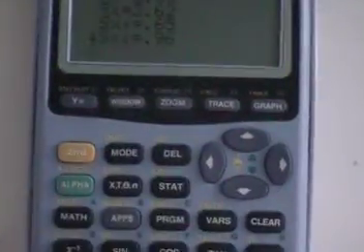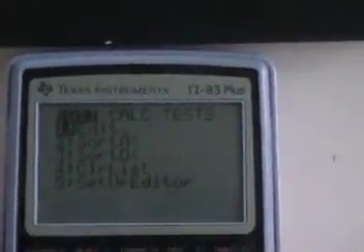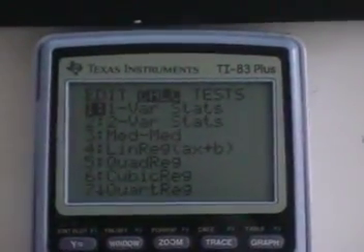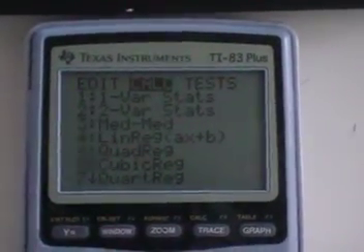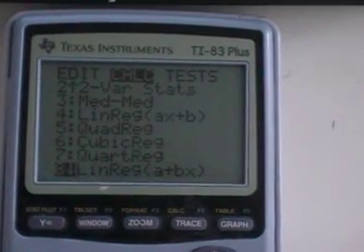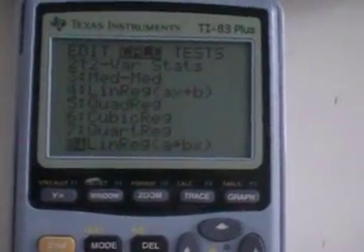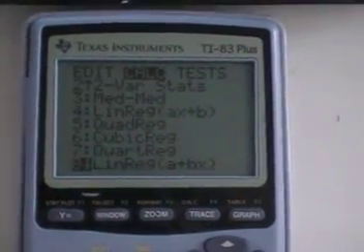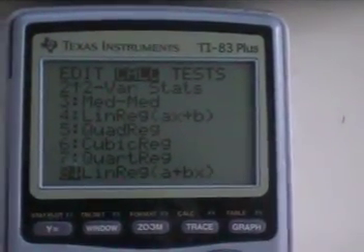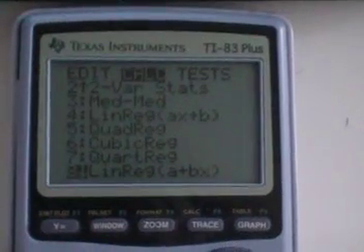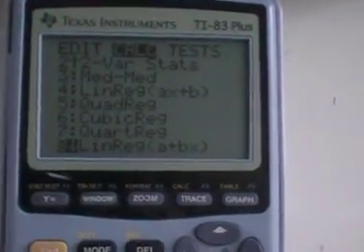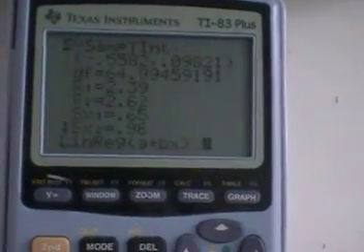Let's turn the calculator on first. Stat, Calc, and if you go down to the 8th one, it says LinReg a plus bx. This is linear regression, a plus bx. There's one in number 4 too, linear regression ax plus b. That's more for algebra. In statistics, we write it a plus bx.